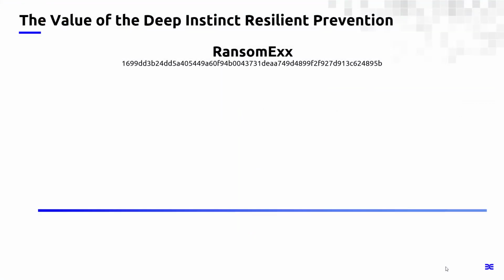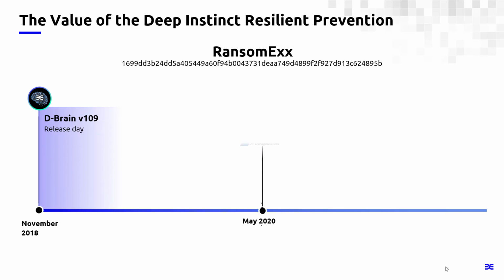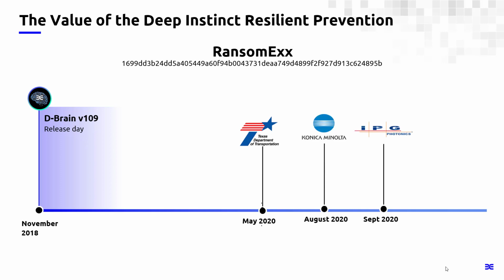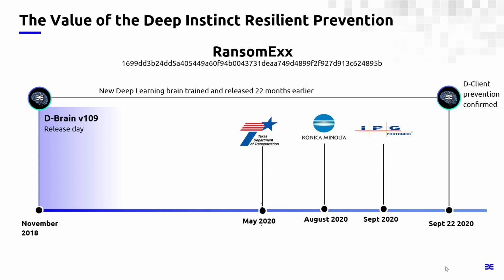To recap, what did we see? This was the variant of ransomware that we were looking at. I was using a brain that was released and trained in November of 2018. We know that in this past year, there've been some three fairly high-level breaches with this form of ransomware. Today I confirmed that we were able to detect and prevent this ransomware from running on my test machine with a brain that was trained 22 months earlier.